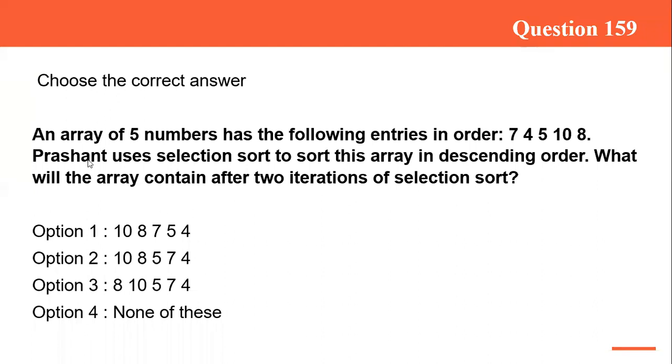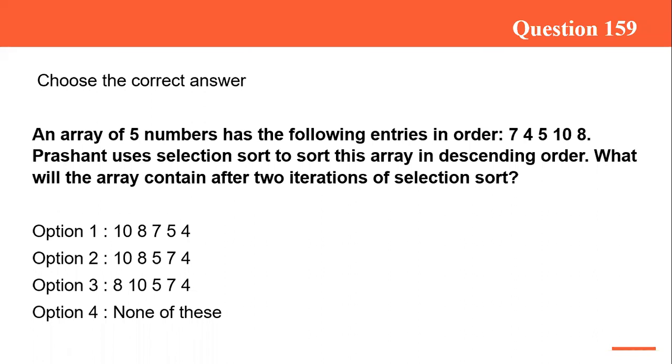An array of 5 numbers has the following entries in order: 7, 4, 5, 10, 8. So Prashant uses selection sort to sort this array in descending order. Selection sort means what? We select the element and compare that element with the next elements and swap with them. What will the array contain after two iterations of selection sort?